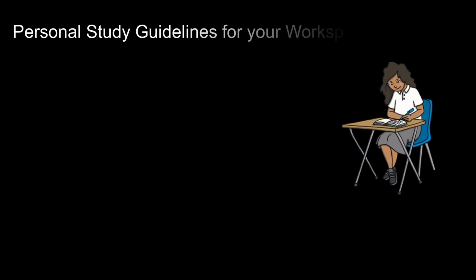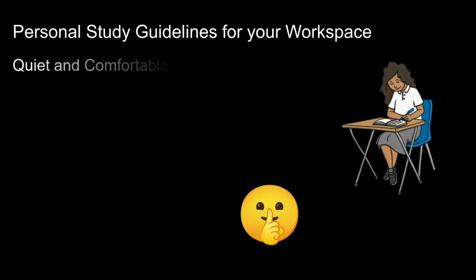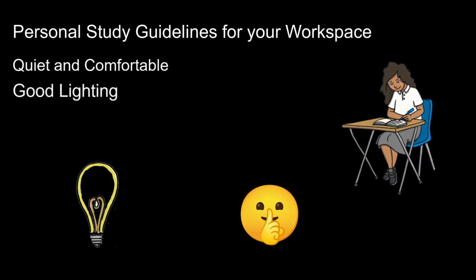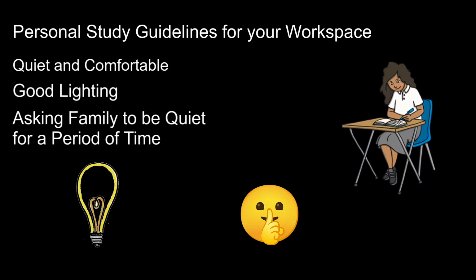Now let's take a look at personal study guidelines for your workspace. You'll need to find a place in your home that is quiet and comfortable. If you can find a place close to the window, the sunshine and light will help you feel at ease. Make sure that you have a way of telling your family that you'll be working in quiet for a period. A door is best, but sometimes even a sign that you wish to be left alone could help.